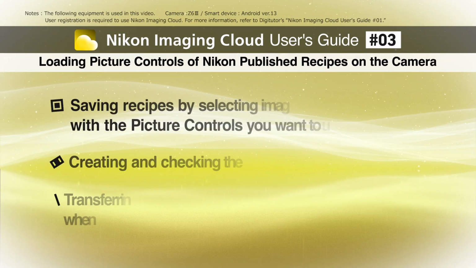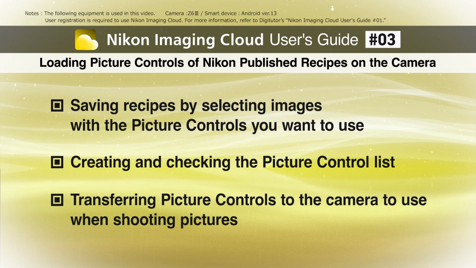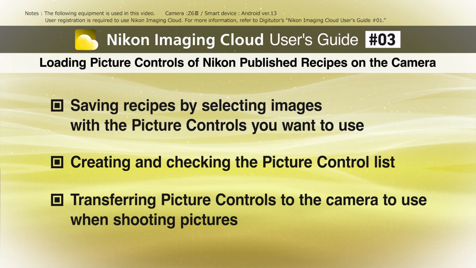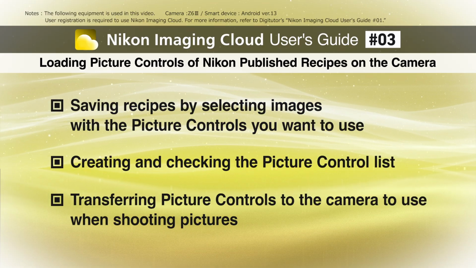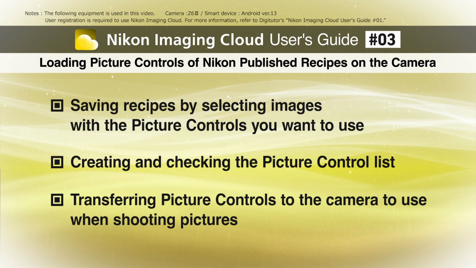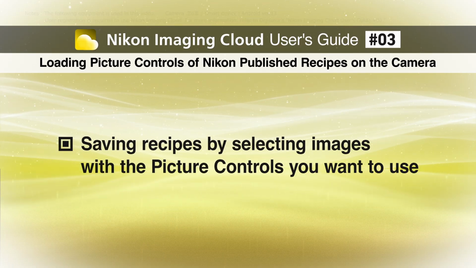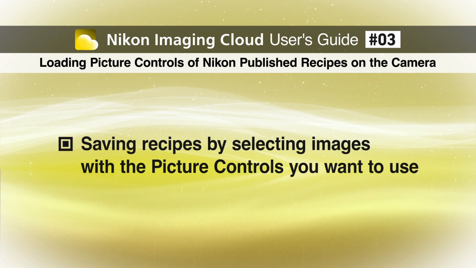In this video, you will learn how to extract the picture controls included in the imaging recipes of sample images published on Nikon Imaging Cloud, and register them with your own camera for use in shooting. First, we will save a recipe by selecting an image with the picture controls we want to use.